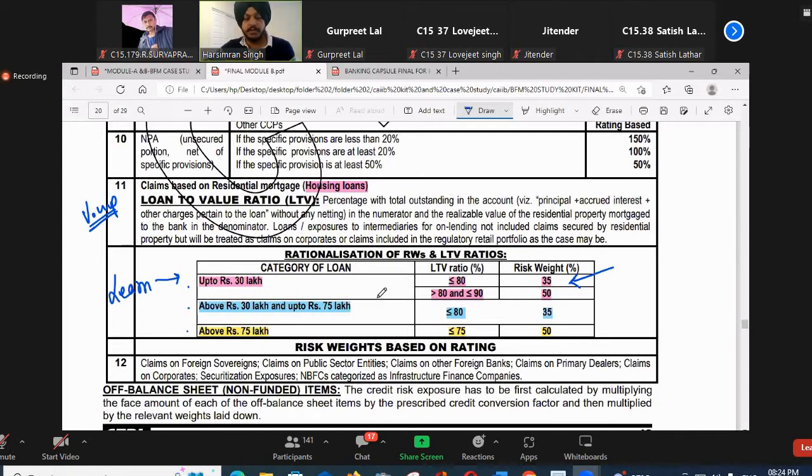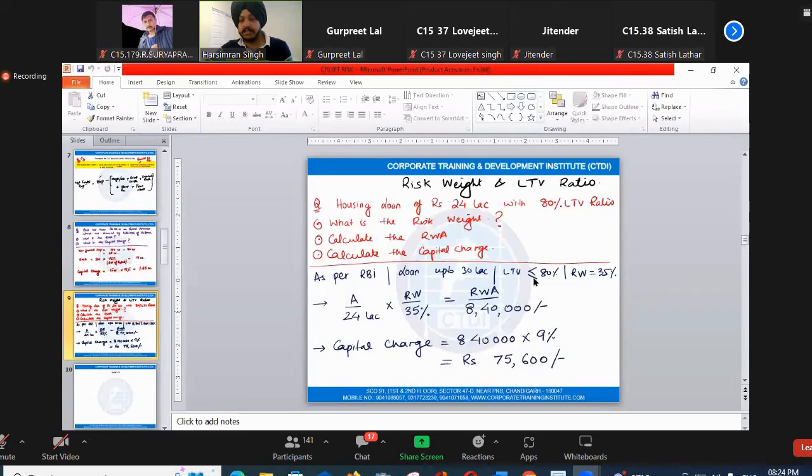ओके, नाउ नेक्स्ट। So did you understand this concept of risk weights and LTV ratio? Now this question has come, so that's why I've given you this kind of a question.